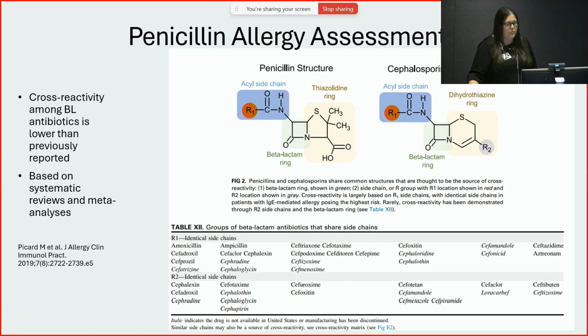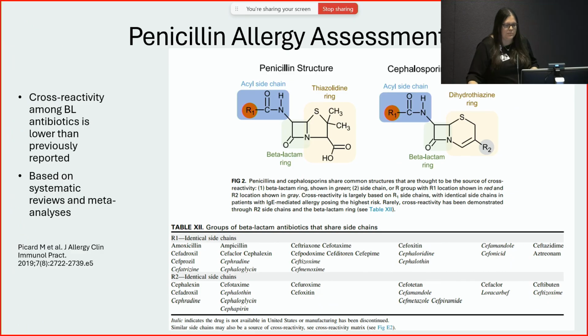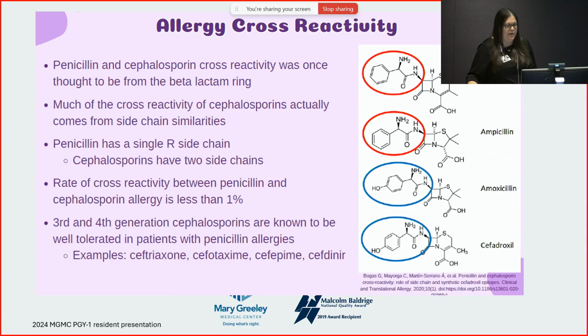But when a patient reports a penicillin allergy, it's not the beta-lactam ring that is causing the problem for cross-reactivity to other penicillins or cephalosporins. It's the side chains, the R1 side chain. So actual cross-reactivity isn't a blanket statement to all beta-lactams. After we get that risk stratification, we can have even more information that we can use to help pick an appropriate antibiotic.